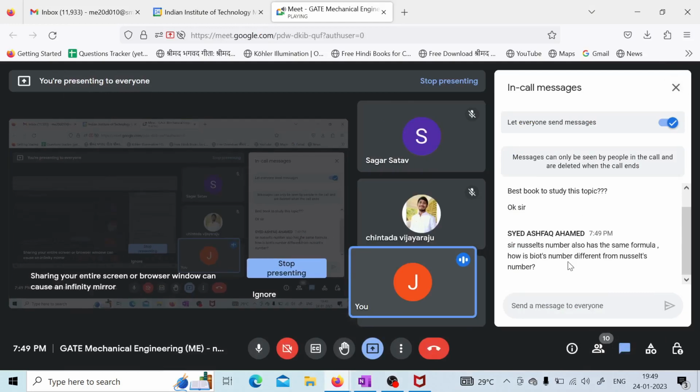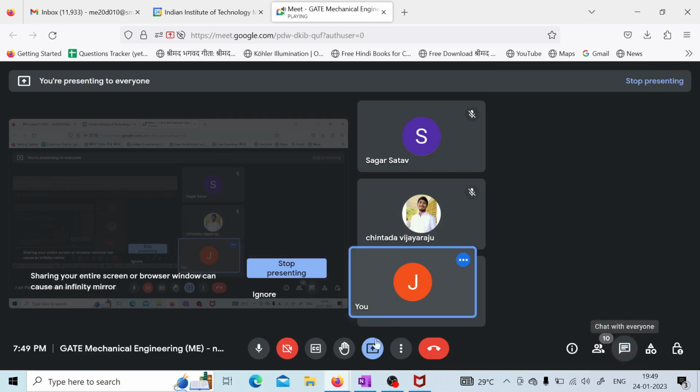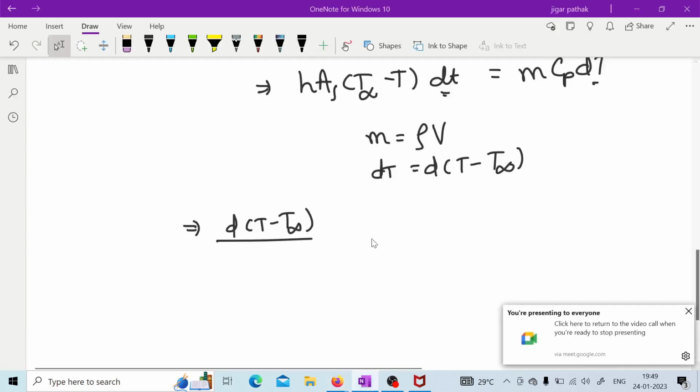Nusselt number also the same way. How is Biot number different from Nusselt number? Actually, Nusselt number and all are related to that. What can you say? Hello. Nusselt number is related to the fluids. Yeah. K here, Ks, means thermal conductivity of the solid. Yes. Correct. Okay.